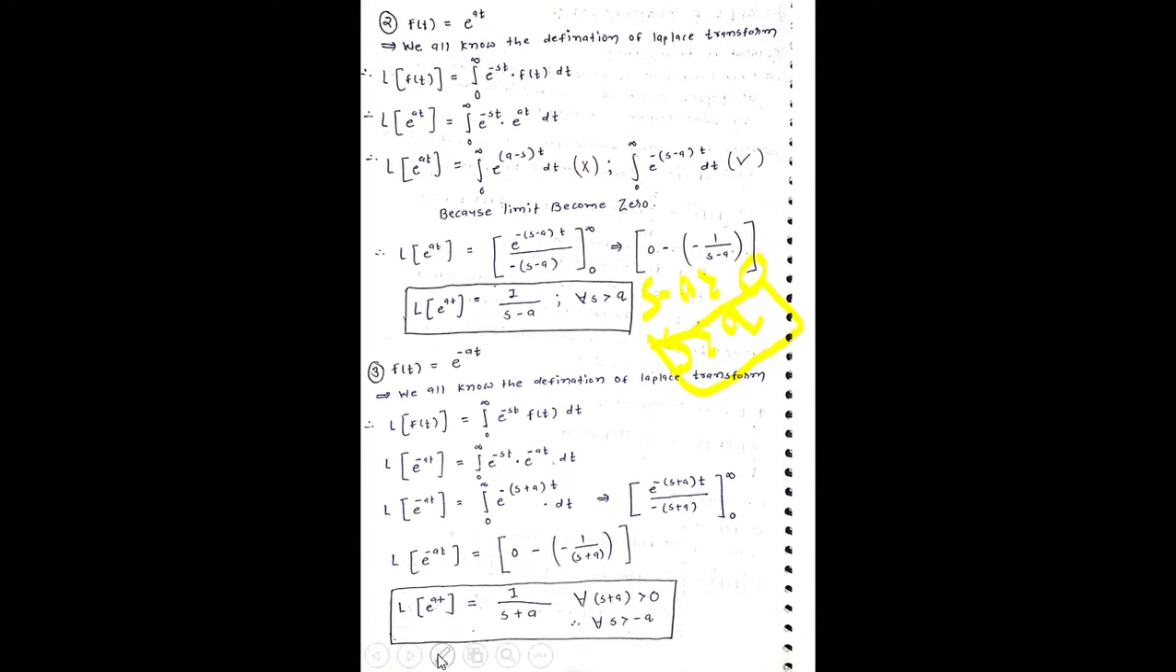So s is greater than a. Now the third example: f of t is equal to e raised to minus at. It is similar to the second example, but here it is e raised to at and here e raised to minus at. So what is the difference in the result? Here s minus a becomes s plus a.